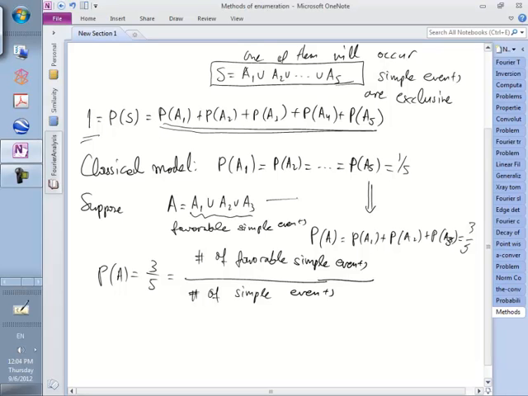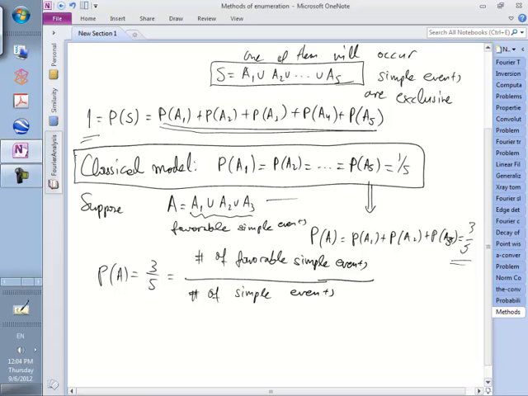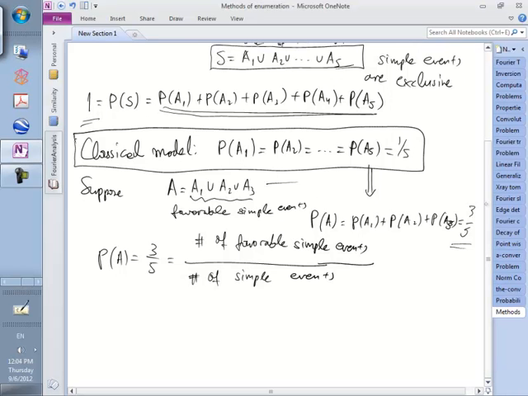That's true even for non-classical models. The classical model will simply make the simplification that all simple events share the same probability. So here is the classical model. And the classical model is very useful when we use the rules of counting in order to calculate probabilities. So let's use the rules of counting now and implement what we have done so far.